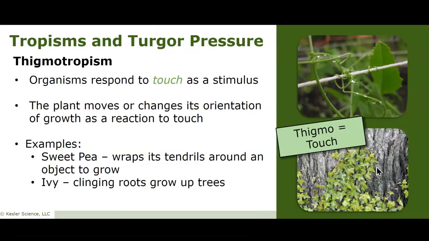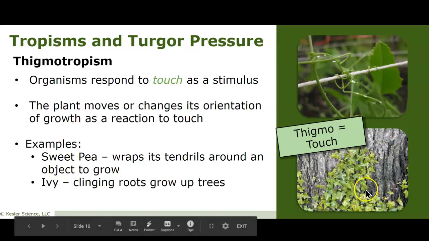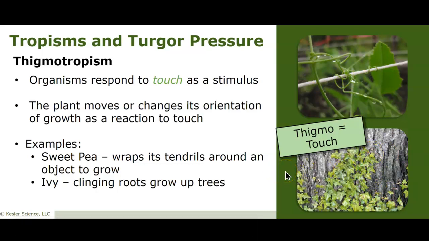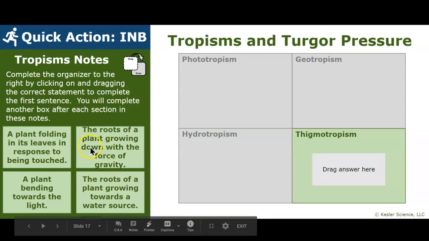Thigmotropism. So this is where organisms are responding to touch as a stimulus. And the plant will move or change its orientation as a result of touch. So we see here sweet pea has wrapped its tendrils around an object to grow. Or ivy will cling its roots to grow up trees. So that's thigmotropism. Find the definition for that here.